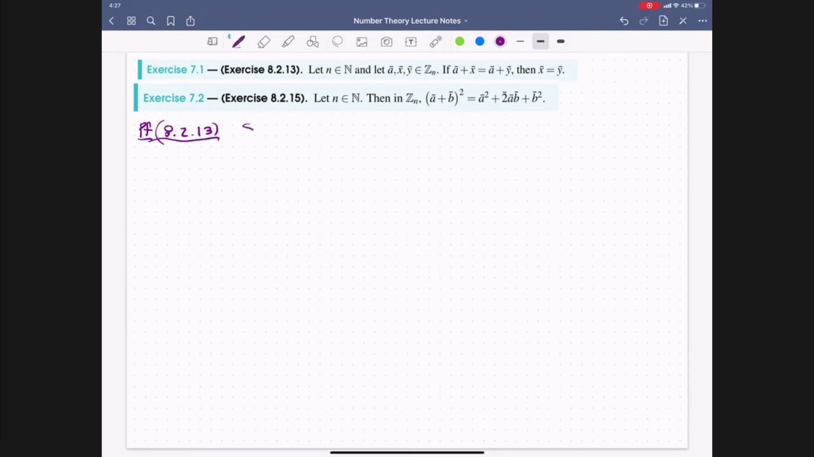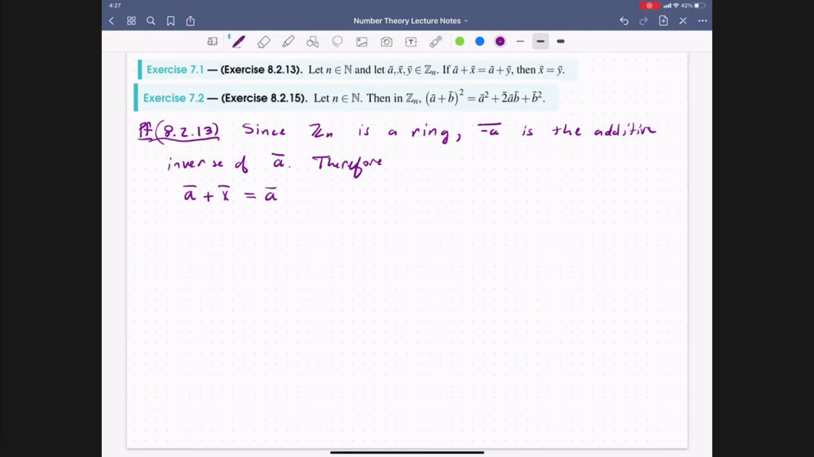So first thing is, since the integers modulo n is a ring by the previous theorem, minus a bar is the additive inverse of a bar. And therefore, if we now go through the equation and use the properties of addition that we're used to, we have a bar plus x bar is equal to a bar plus y bar. This is a ring, and that's the key thing.